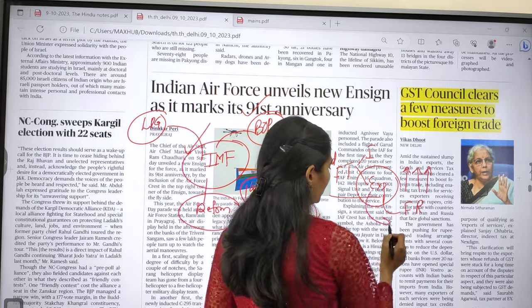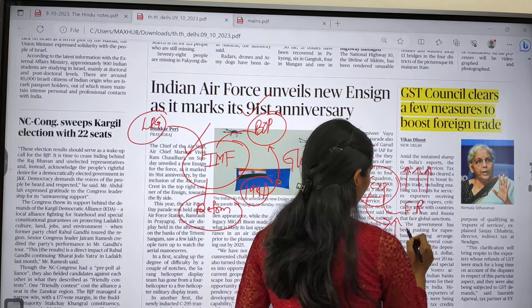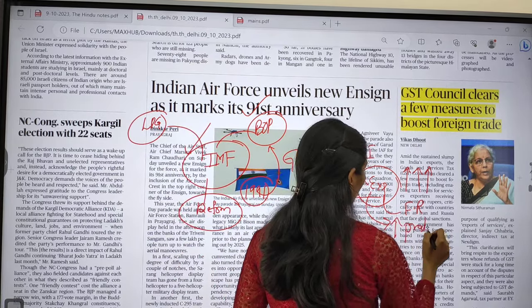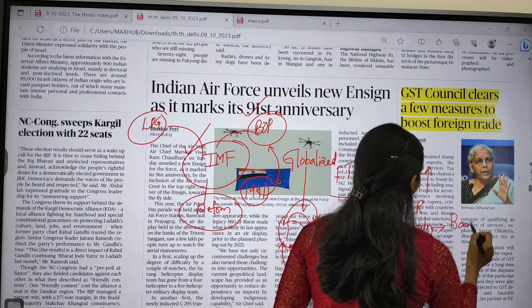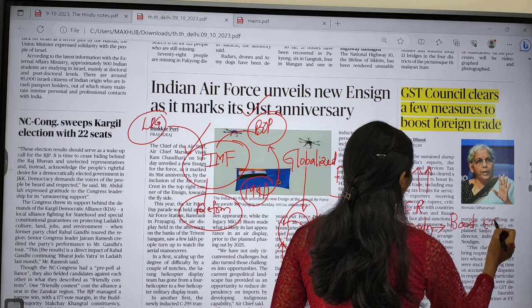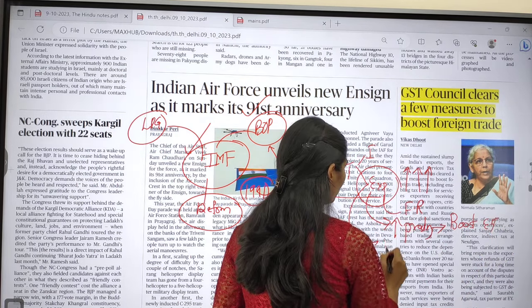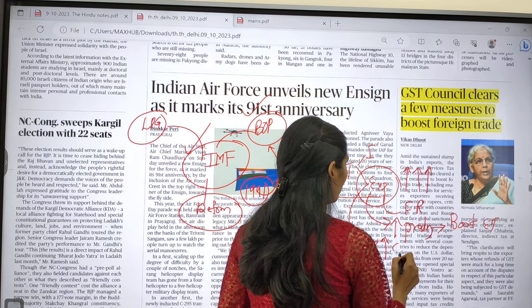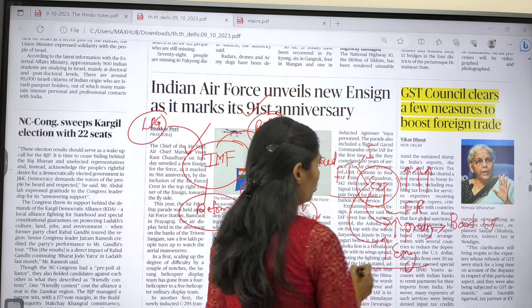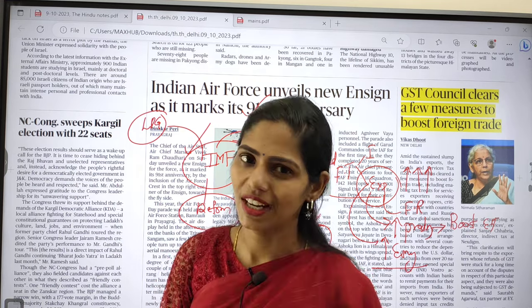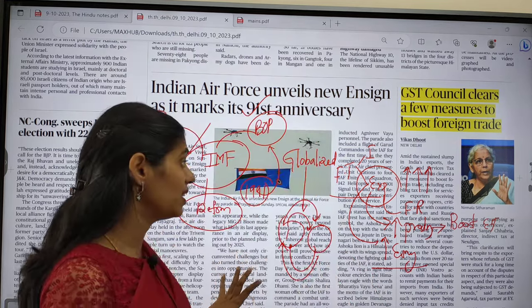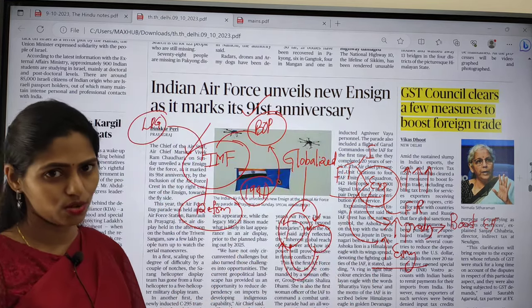Because of increasing exports, there will be increasing production. Because of increasing production, that will boost our economic growth, and that will lead to increasing the economy of our country as a whole. India will be the top global economy as well. So these will be some advantages if you are focusing on exports.